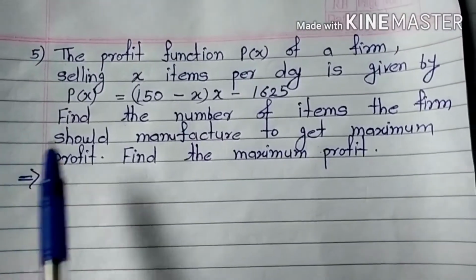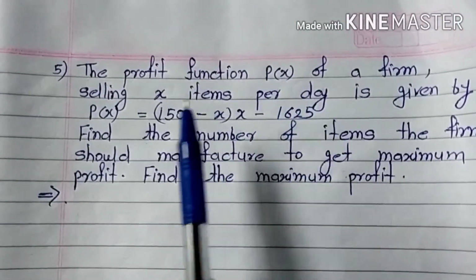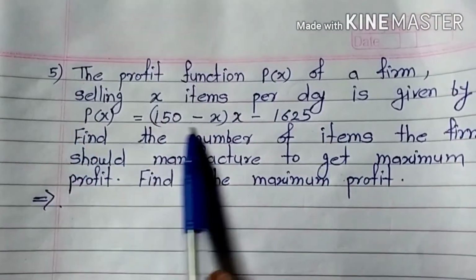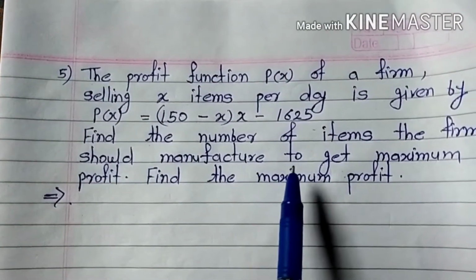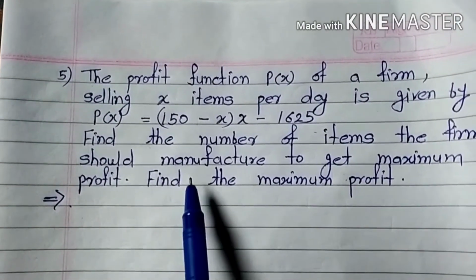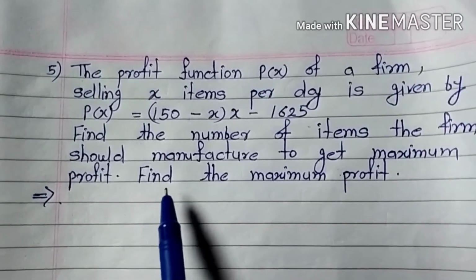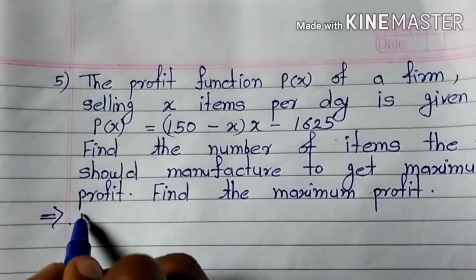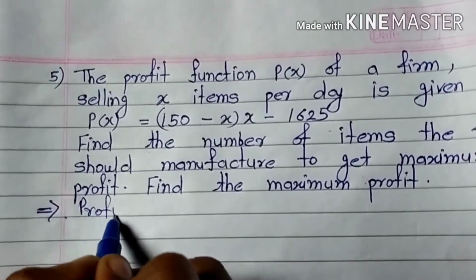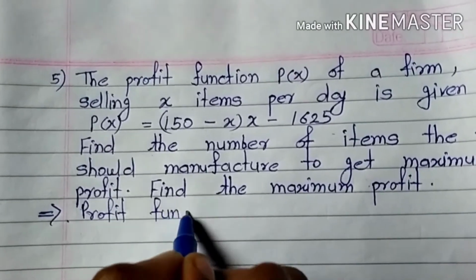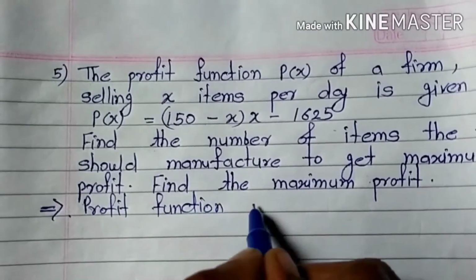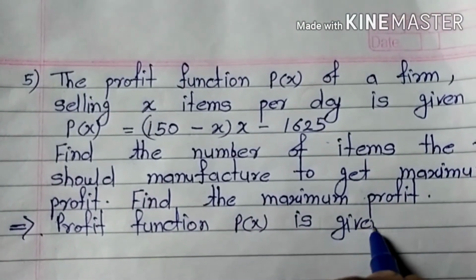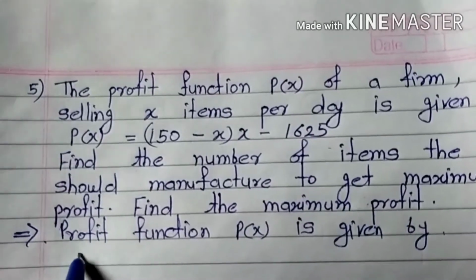Our next example is the profit function P of x of a firm selling x atoms per day, which is given by this equation, and we have to find the number of atoms the firm should manufacture to get maximum profit, and also we have to find the maximum profit. So the profit function P of x is given by this.